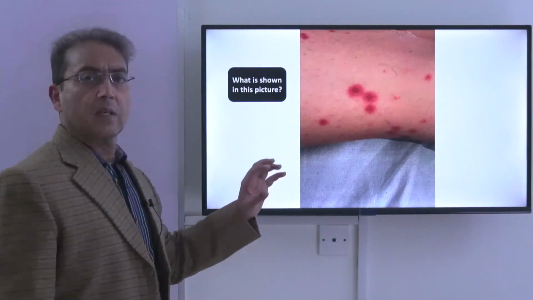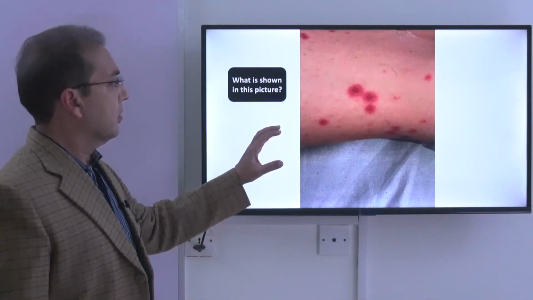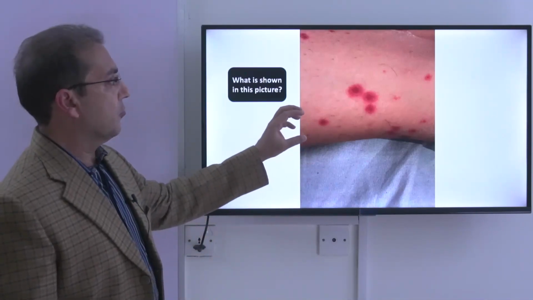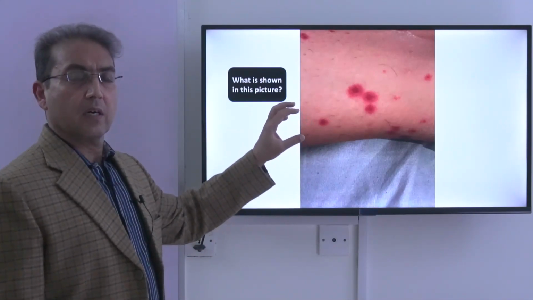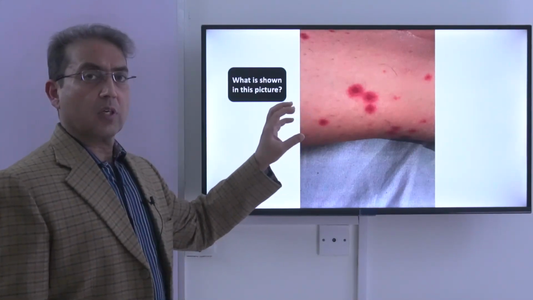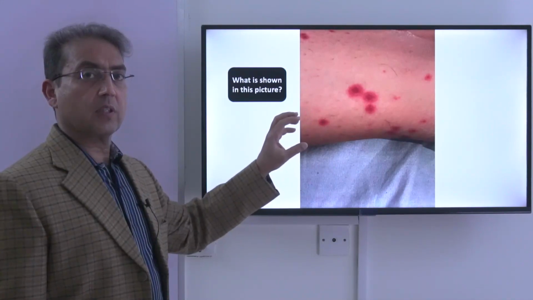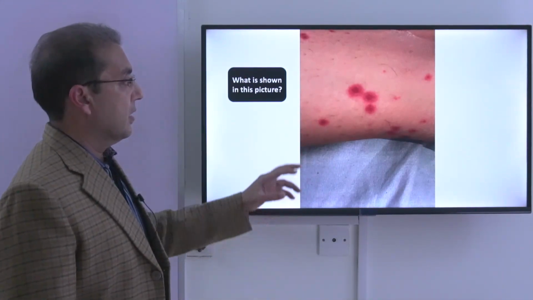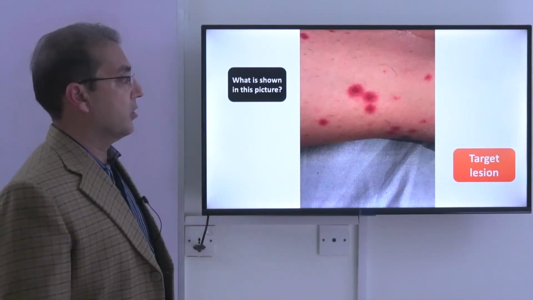Now look at this picture. What does this show? There are pinkish lesions on the shin of a patient who presented to our unit after she was treated for a febrile illness with certain antibiotics. Now, what are these lesions? They are classically the target lesions.